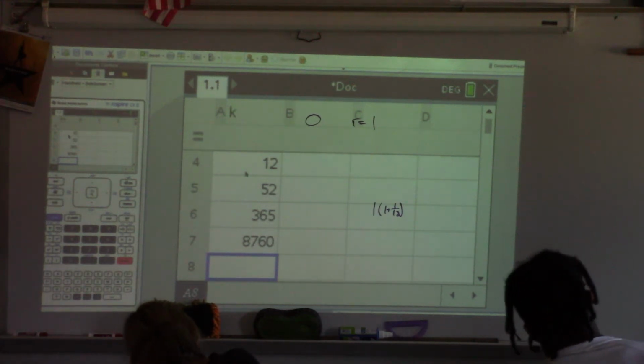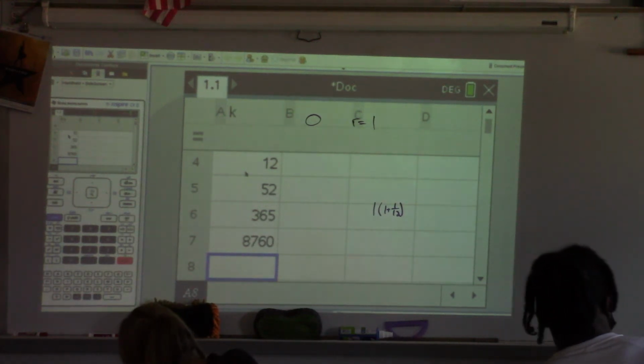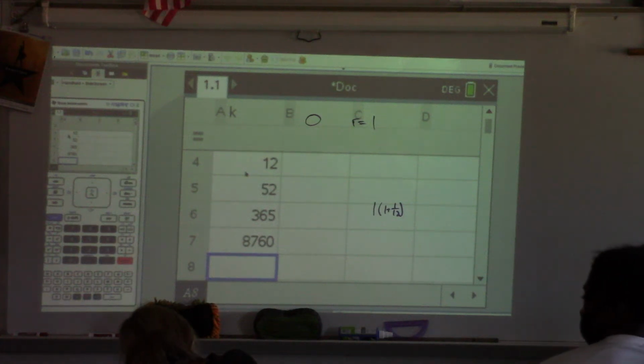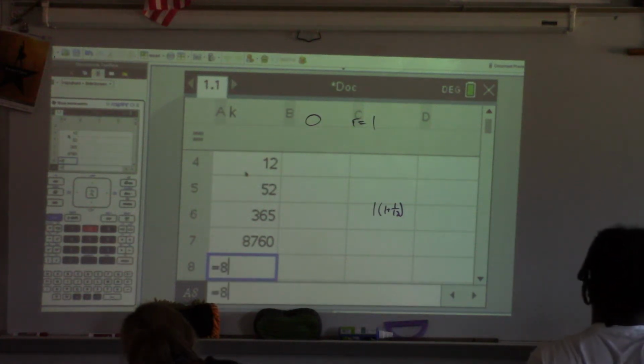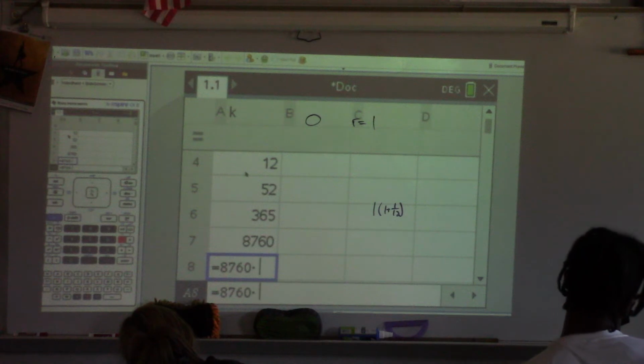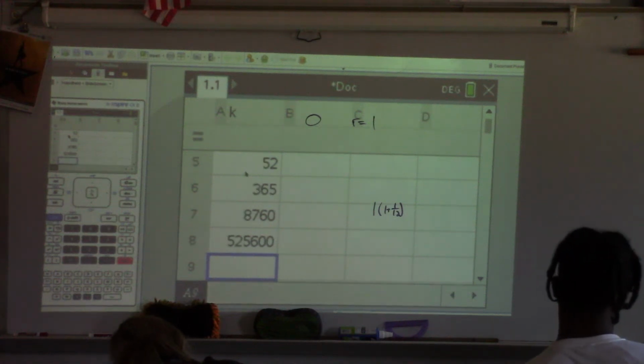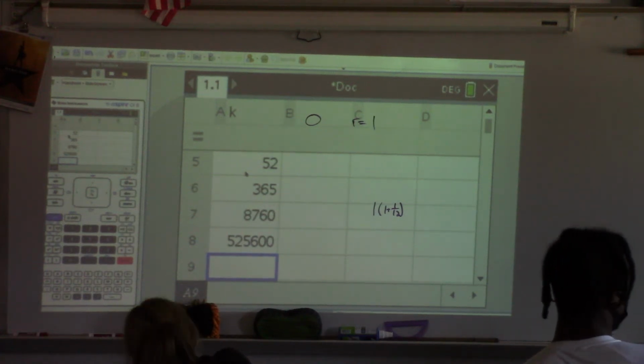So then, is it minutely after that? Yes. How many minutes are in an hour? So I'm going to take my 8760 and multiply that by 60. Okay. 525,600 minutes.